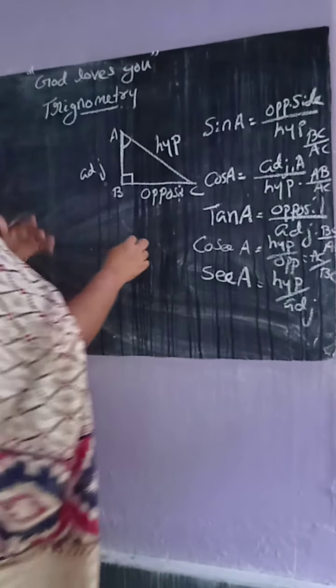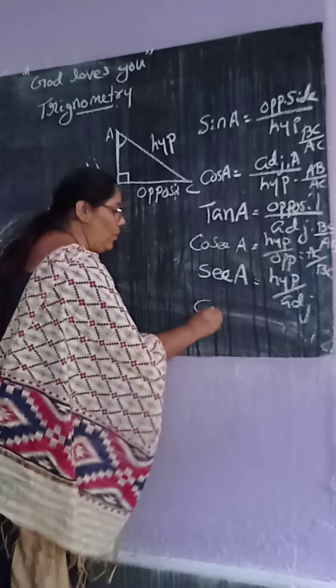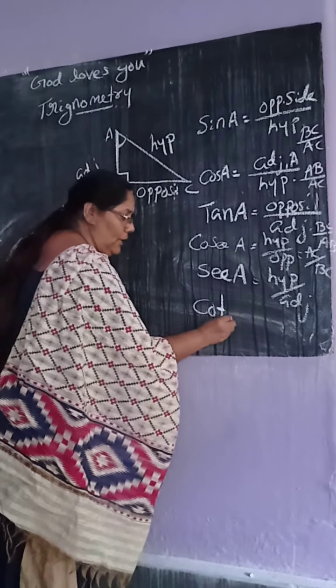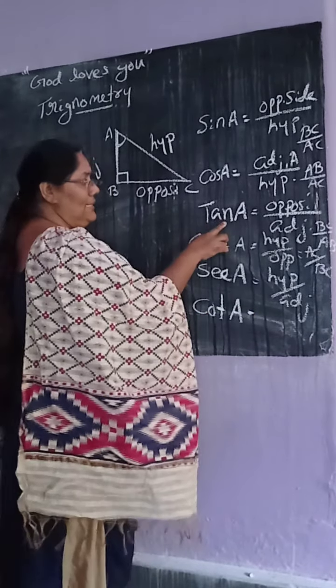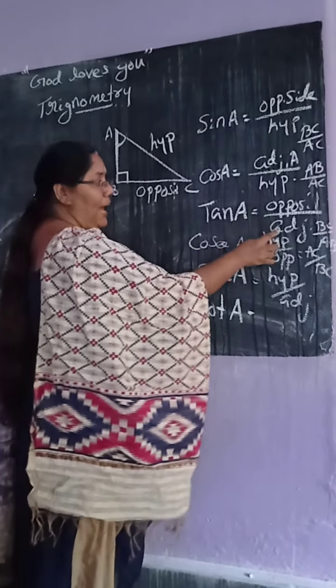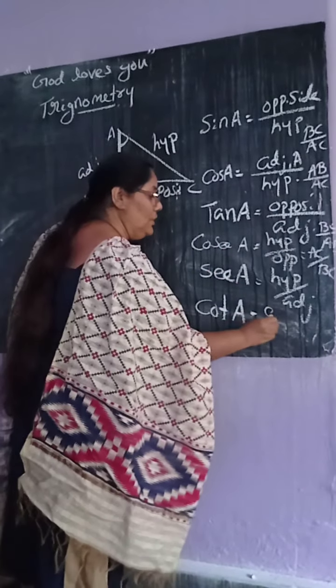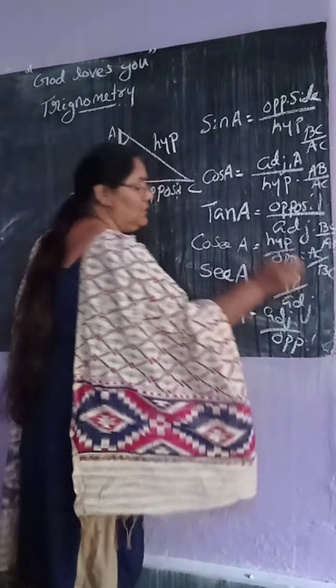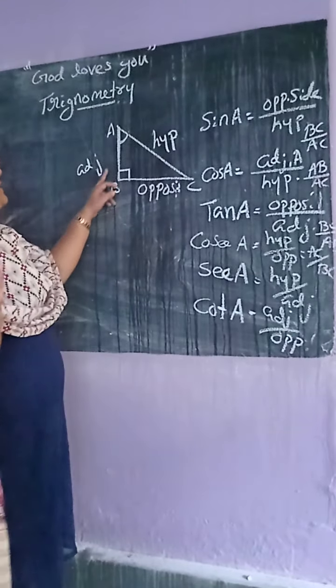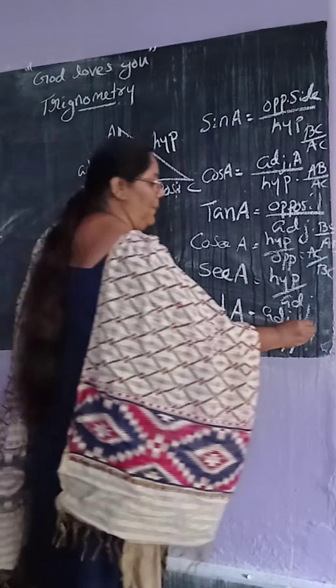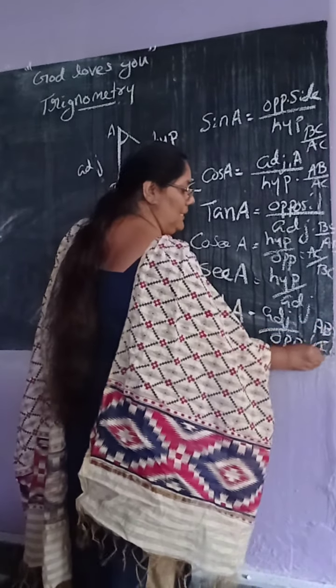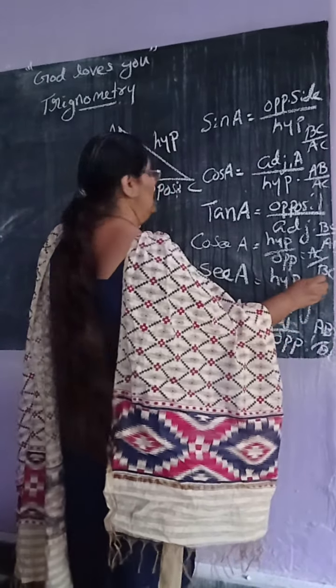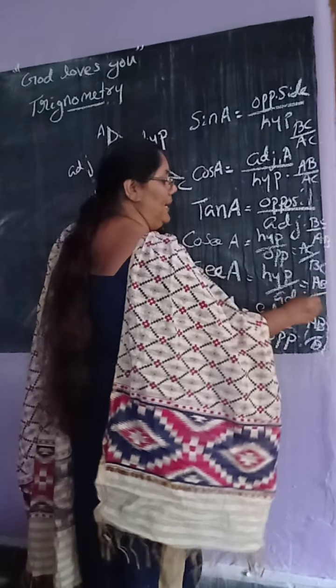Then the last one is cot A. C-O-T. Cot A is the reciprocal of tan. Adjacent side by opposite side. Understand? Adjacent side means AB by BC.